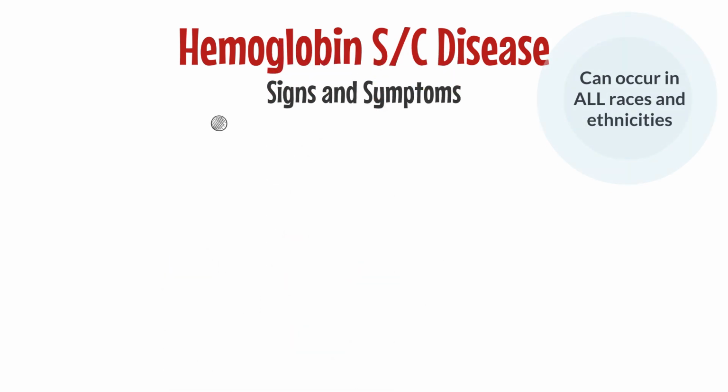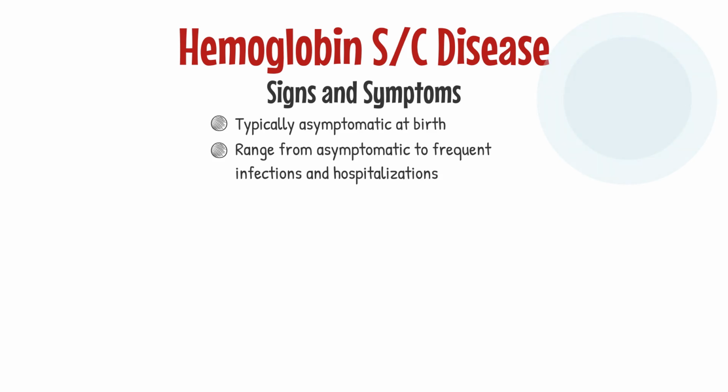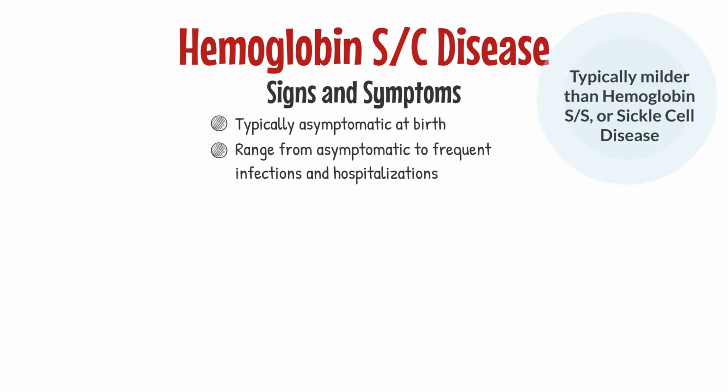Infants born with hemoglobin SC are typically asymptomatic at birth, with signs and symptoms appearing as beta globin chains begin to develop in the first years of life. Signs and symptoms of hemoglobin SC are highly variable, ranging from asymptomatic to frequent infections and hospitalizations. This disorder, however, is typically milder than hemoglobin SS or sickle cell disease.